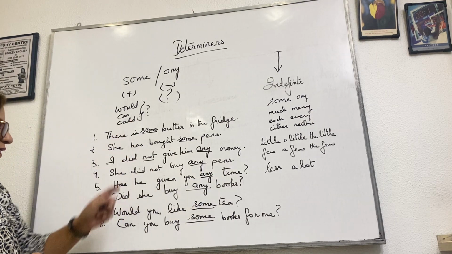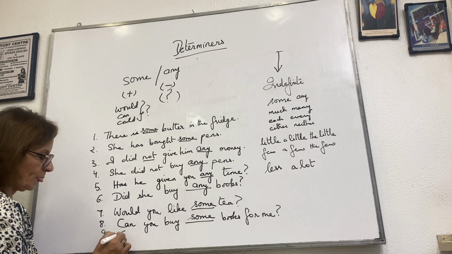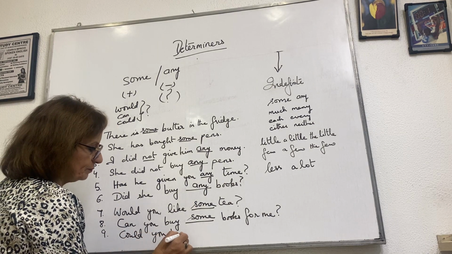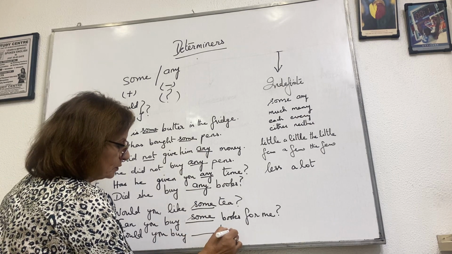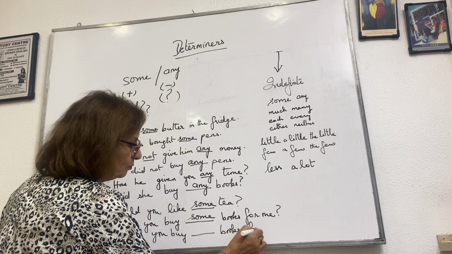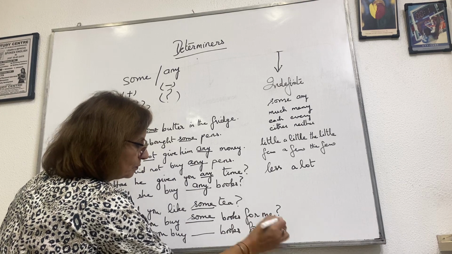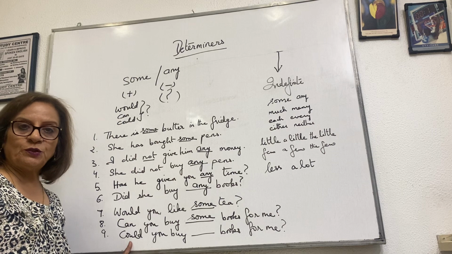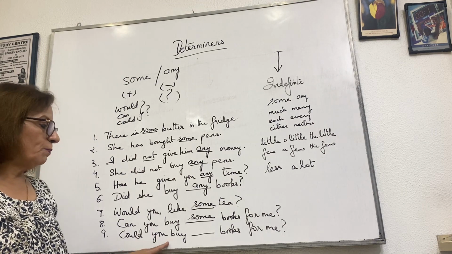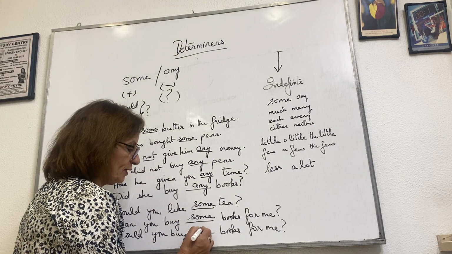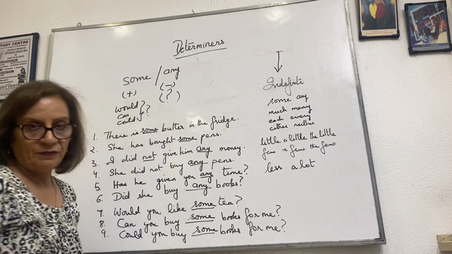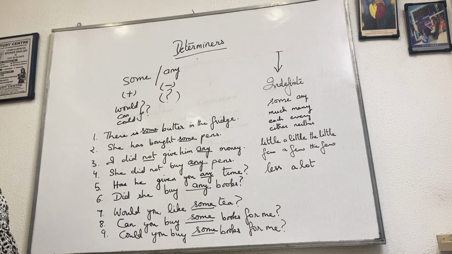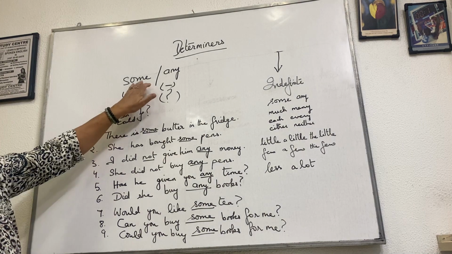Okay. Now let's take another one, could. Could you buy some books for me? Could you buy dash books for me? Now we are asking the question with could. So could you buy, what will come here? Some books for me, not any books for me. Is it clear? So this was the use of some and any.